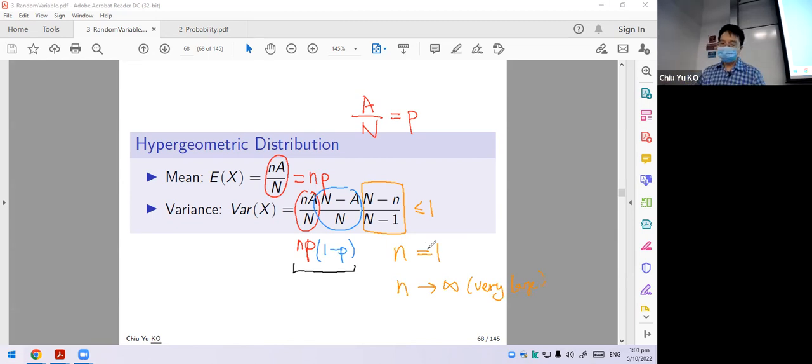There's no variation, because you draw almost everything there, just like the big box, you keep drawing. At the end, you almost know what's going on there. It doesn't really matter how you draw, the end result is the same. So that's why when you draw things without replacement, the variation shrinks. Is that clear?